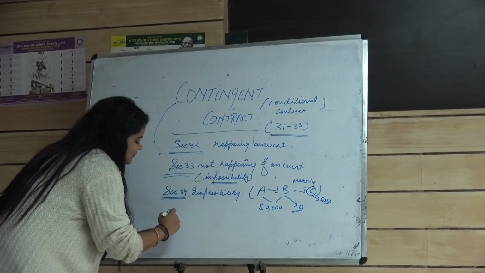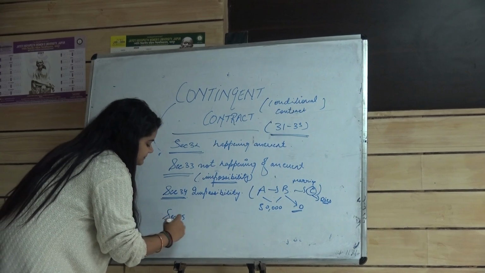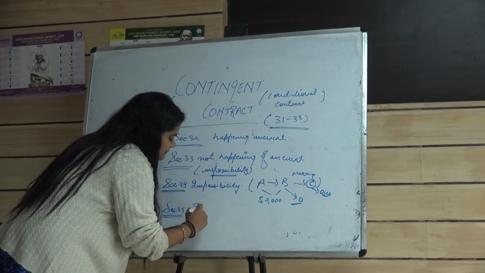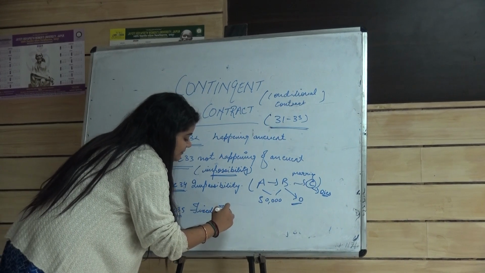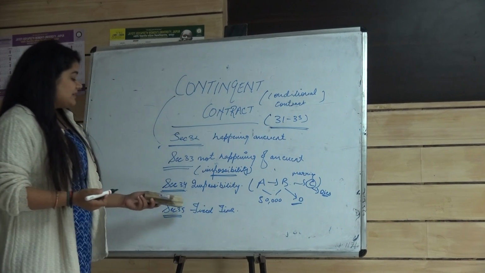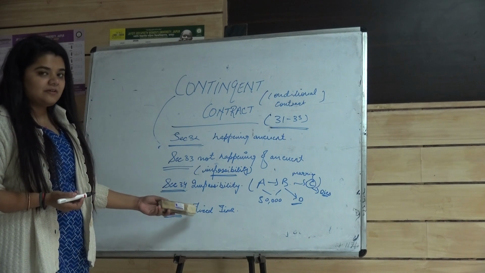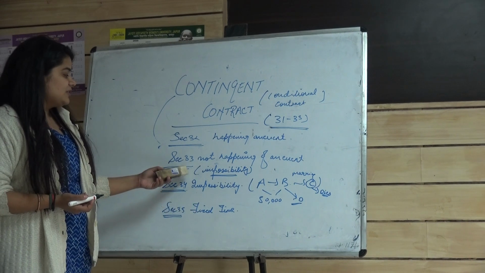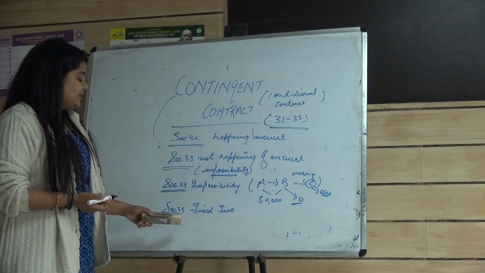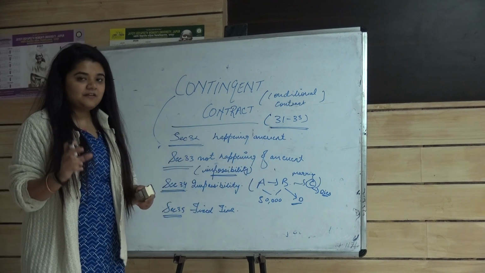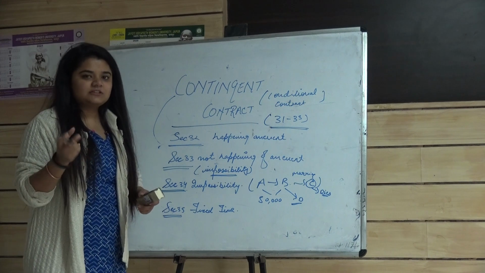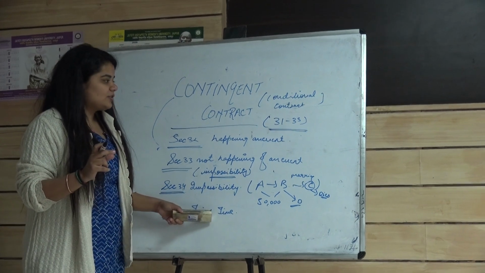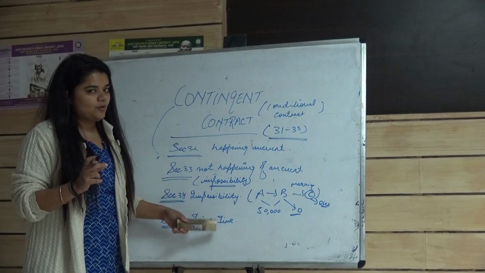And the last section for this is section 35. Now in situations where the event is not impossible or will never be impossible, but we have to see the not happening of an event, what we do is we fix a particular time, that if something does not happen or happens till 2 months or 3 months, only then can this contract be enforceable, otherwise it will not be enforceable.